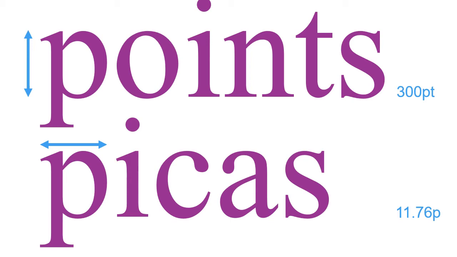Because the traditional system of typographic measure was in points and picas, today we still measure type in points. You might have noticed in Microsoft Word when you select a typeface, there would sometimes be a little PT at the end of the size. That denotes points.